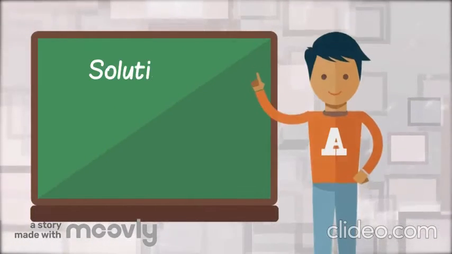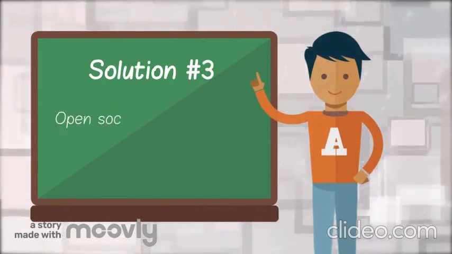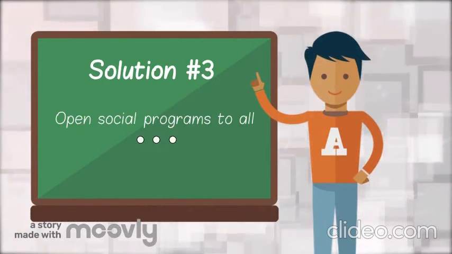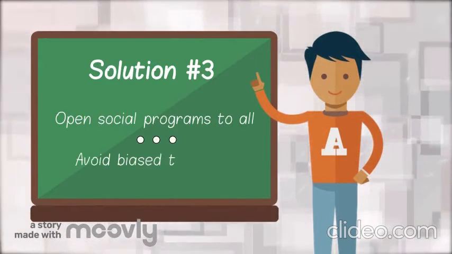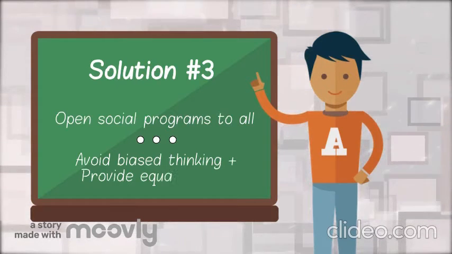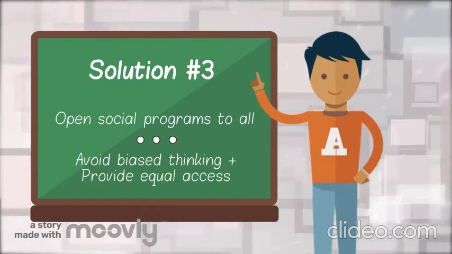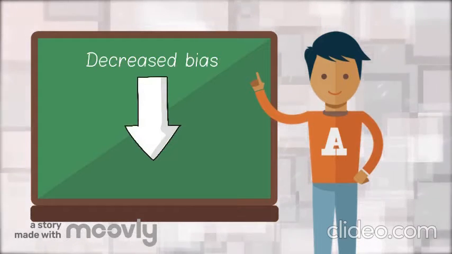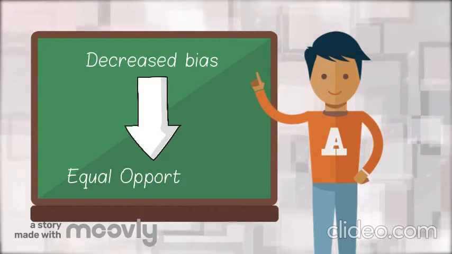Third, providers of social programs should open programs to all people, regardless of the individual's social status. In order for this to happen, the social programs must avoid biased thinking and ensure that all people have access to the programs and can get the help they need when they need it. This decrease in bias within social programs would provide more opportunities for all people.